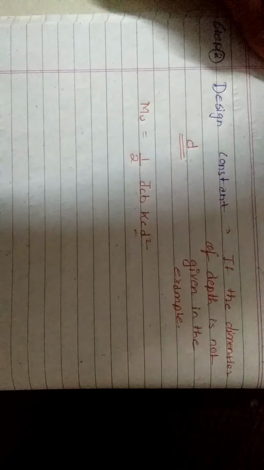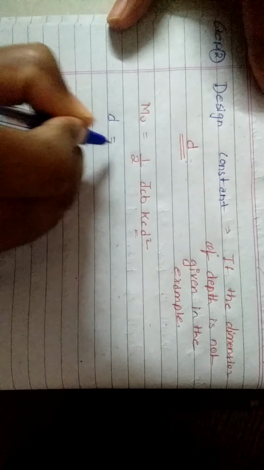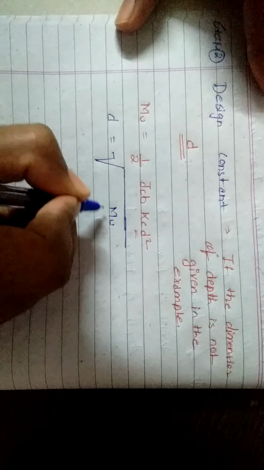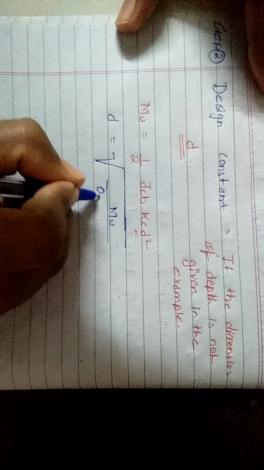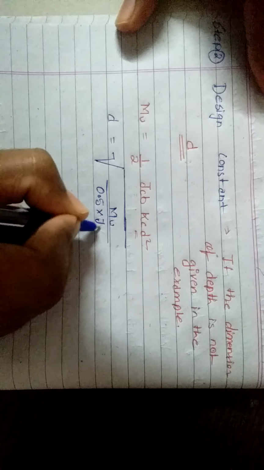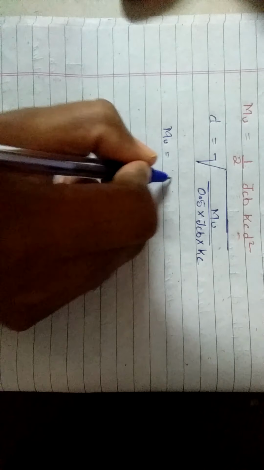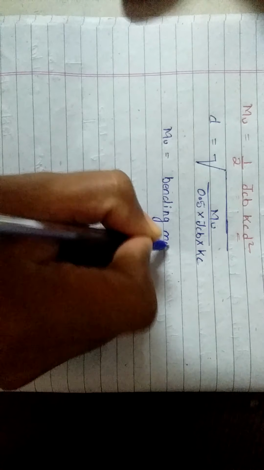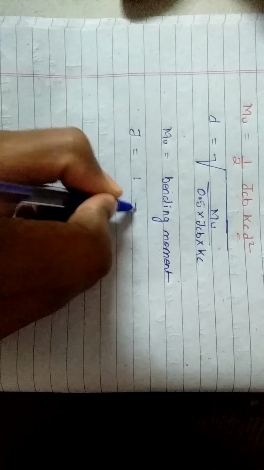Now, for finding the value of d, how will we do it? See, d is in square, so d is equal to the root of Mu divided by 0.5 into JCB into KC. Now see the Mu which is given, that is the bending moment. Right. Now the value of j is 1 minus k by 3.